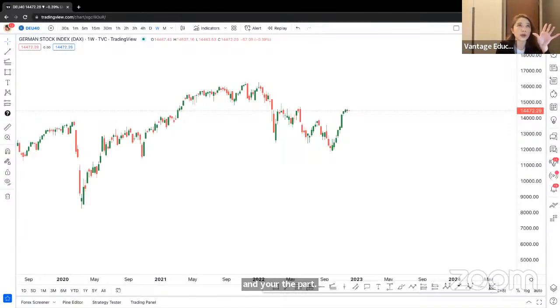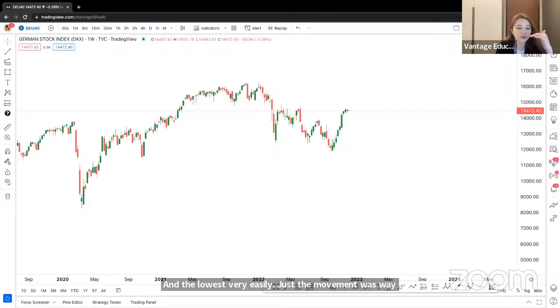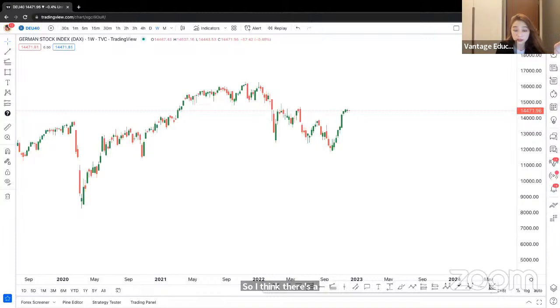I think previously with gold, you were able to catch the highs and the lows very easily because the movement was way more structured. The trend was more obvious, even for the H4 and the H1. But right now it's slowing down a bit, but going up in general. So I think there's a chance you did not catch the price at the best price for the trend. So it might be a tad bit hard, but personally, I'm still seeing an upward movement, just not a very vigorous one.